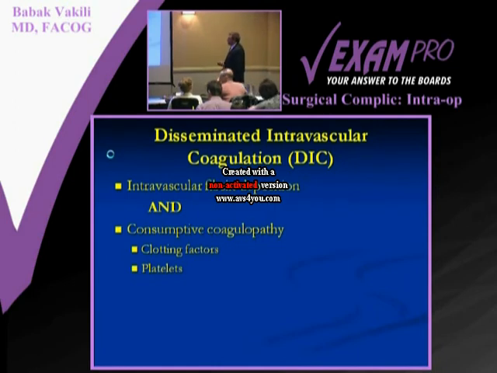DIC. DIC is a process, not a disease in and of itself. So what you have is 2 things going on with DIC. You have intravascular clot, all right, fibrin deposition. At the same time, you have a consumptive coagulopathy, which is causing hemorrhage. So you have bleeding and clotting at the same time.